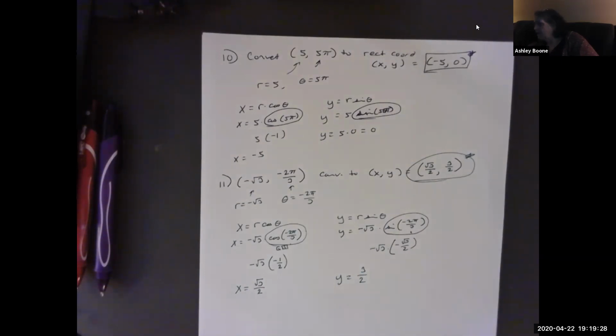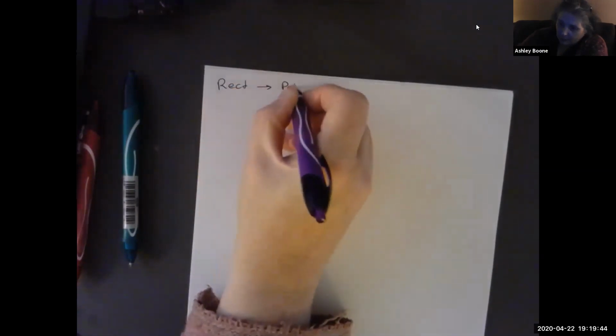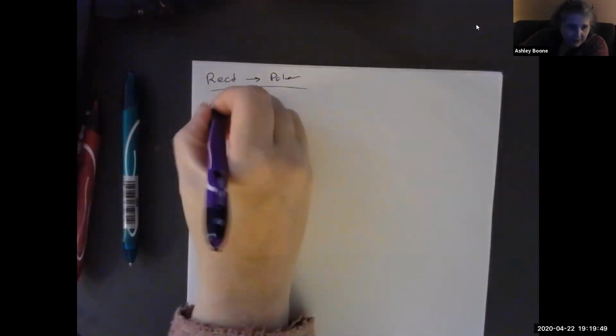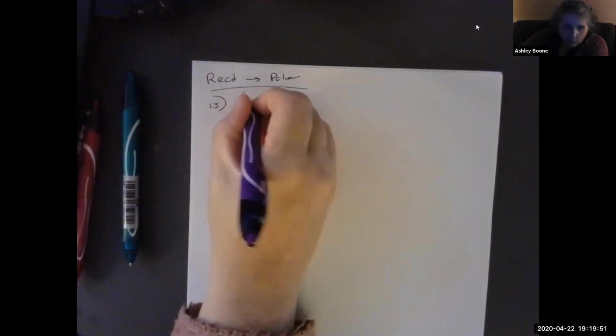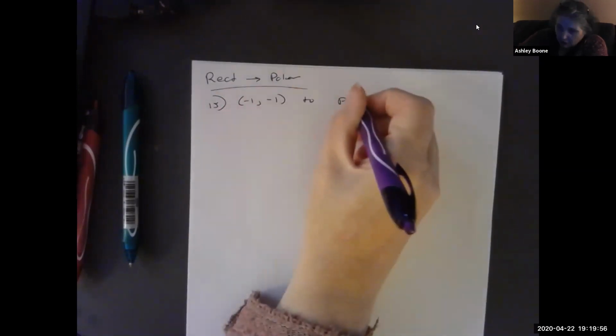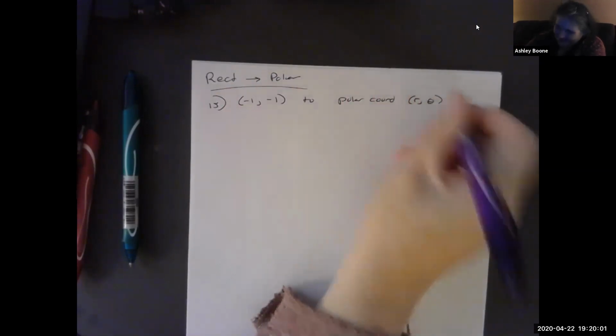All right. Let's look at the opposite direction. What if we wanted to go rectangular to polar? Let's look at that. So rectangular to polar. So the try problems that you had for those, number 15 was -1, -1 to our polar coordinate, which is in the form r theta.